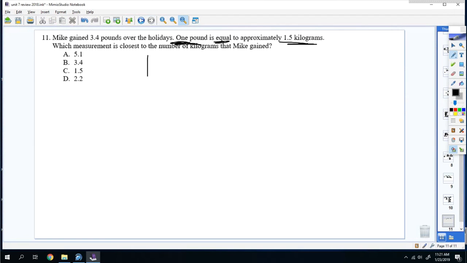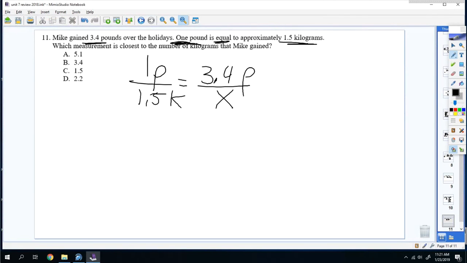So you write that down, 1 p over 1.5 kilograms. Mike gained 3.4 pounds over the holidays. So 3.4 pounds will go on top with your p's, and X will go on the bottom. So now you just got to cross multiply. So you do 3.4 times 1.5, which is 5.10 equals X. So the answer would be A. So again, that's exactly the reason why we write our units.